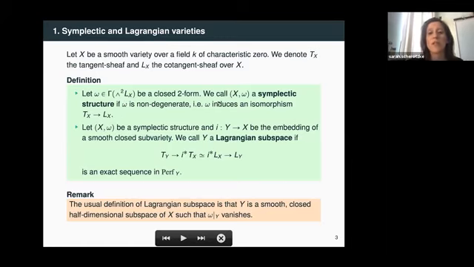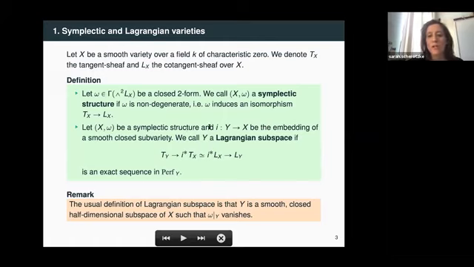So what does it mean to be non-degenerate? Well, if we have such a two form, then this two form always induces a morphism from the tangent sheaf to the cotangent sheaf. And we say that X is symplectic if this induced morphism is actually an isomorphism.